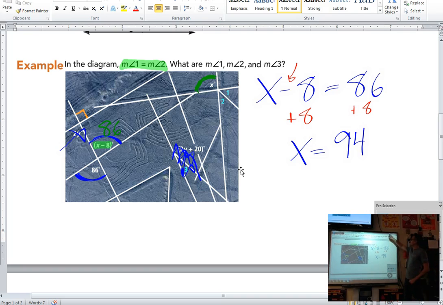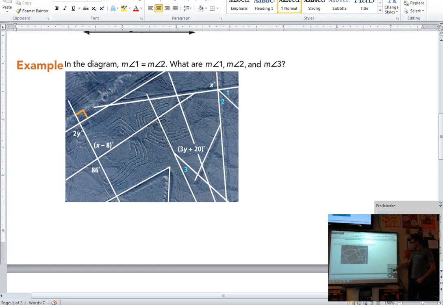Ooh, so the 94 and the 1 and 2 are vertical angles. So if we look right here, we know this is 94. And what do we know about these two angles? Since they're the same, the vertical angles would have to add up to 94. Do I know 1 or 2 yet? No. But I know they're the same, right?